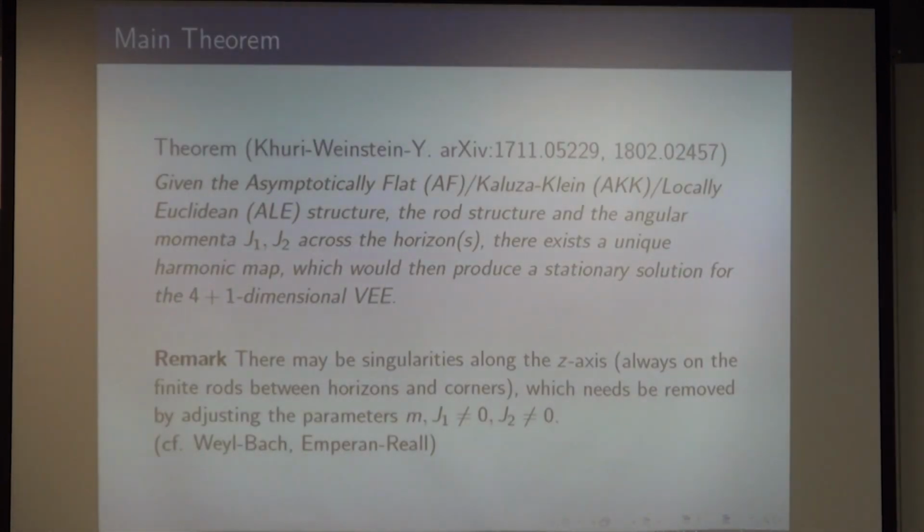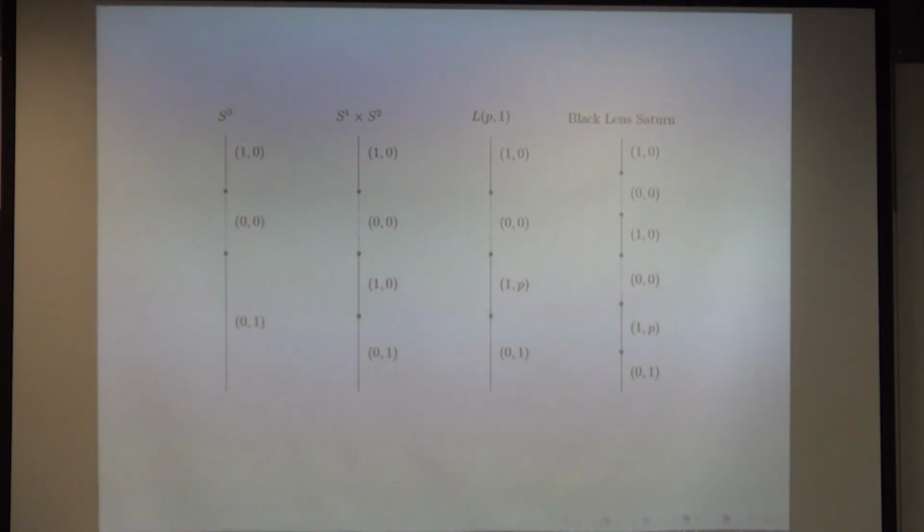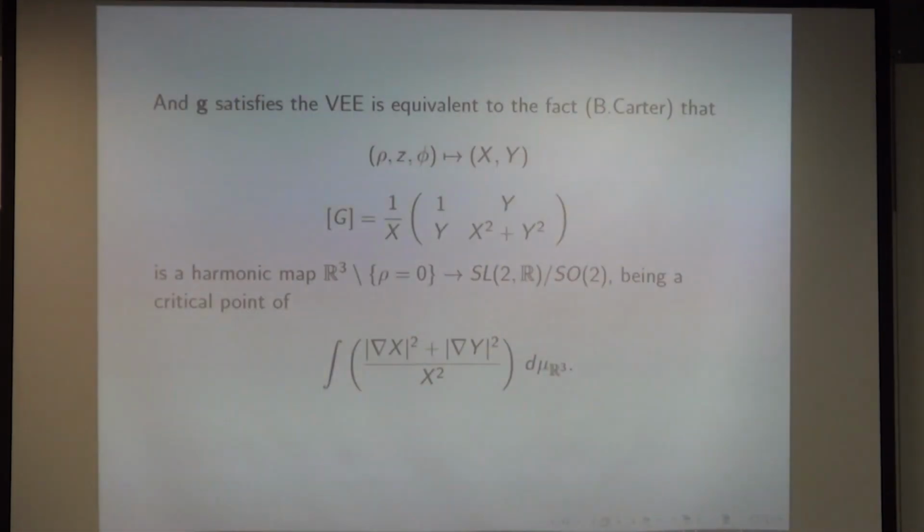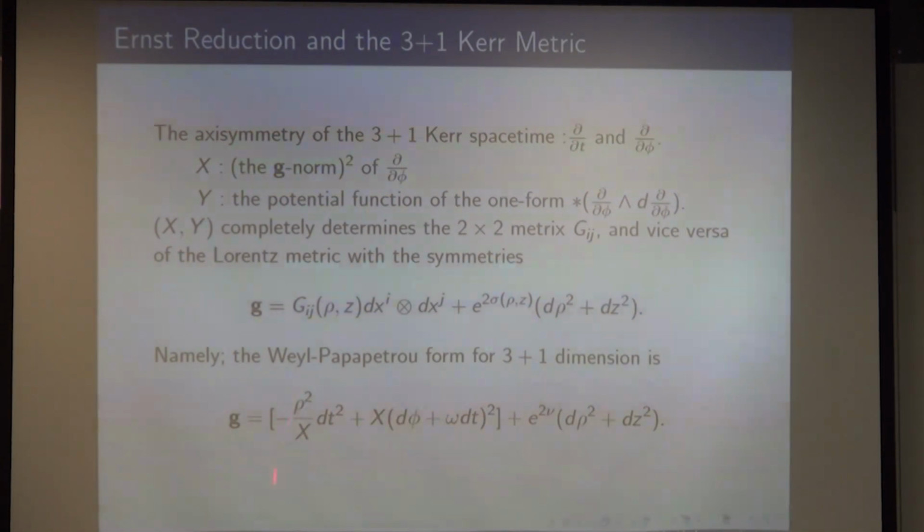So what we did is that the main theorem is that everything I talked about is the rod structure. The rod structure is basically, if you write down the Lorentzian metric given the symmetry in this form, encoded in this. So g_ij degenerates as rho approaches zero, as you approach the z axis, and the degeneration tells you the topological type of the spacetime, okay?